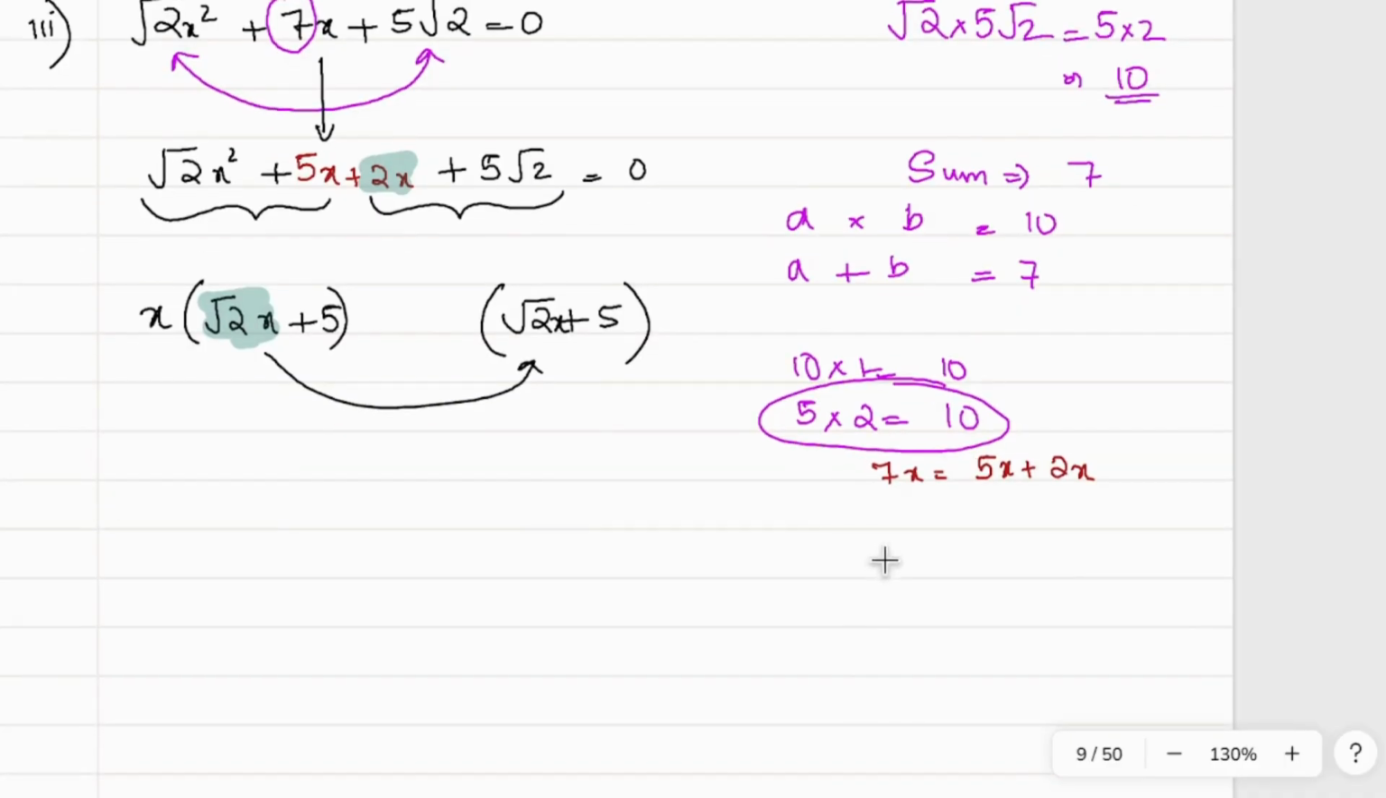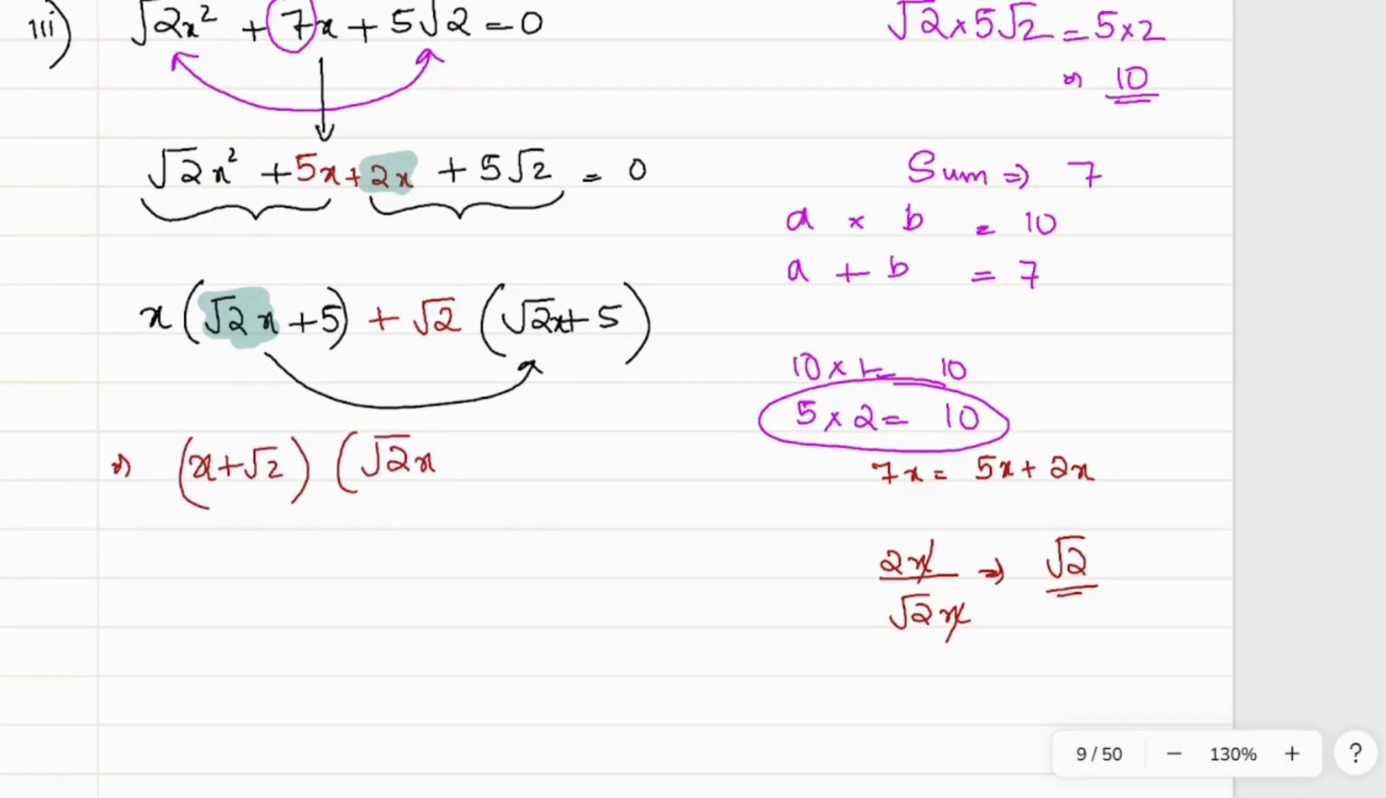That is 2x divided by root 2x, right? So x and x will get cancelled. 2 by root 2, what is left over? Root 2 is left over. So here you have to put plus root 2. Now, what is the final answer? That is x plus root 2 into root 2x plus 5, which is equal to 0.